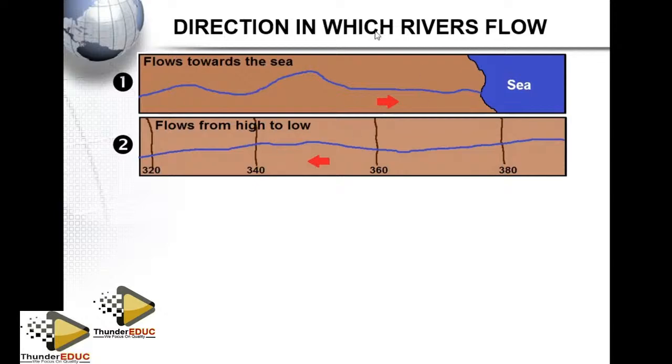Therefore, in this diagram, the elevated area here is this 380. Height is higher than 320. So it is flowing this way. That's why you see my arrow is pointing downwards. So we use contour lines.